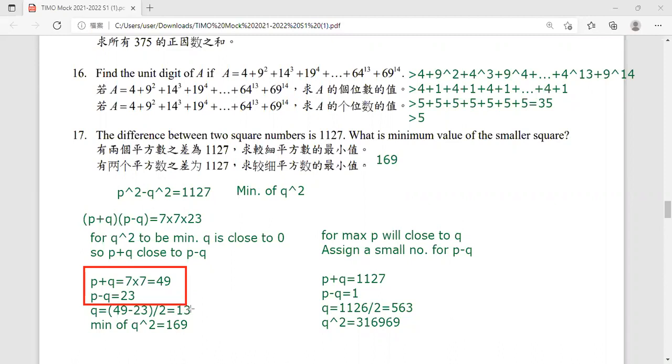I eliminate the P, okay? You just add them two all up together. You just subtract the P, that will be 2Q. Then we will find that 2Q will be equal to 49 minus 23.